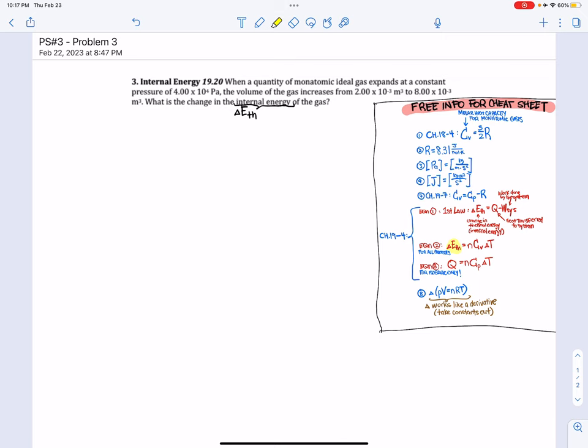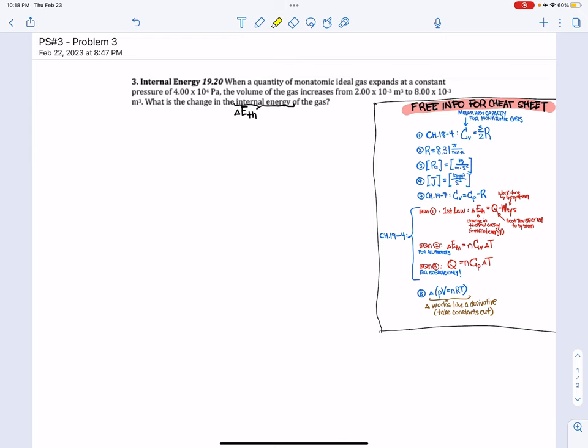And that is an equation you can use for all processes, meaning isothermal process, which is constant temperature, isobaric process, which is constant pressure, and isochoric process, which is constant volume. For all those processes, this equation applies, so you can use this.